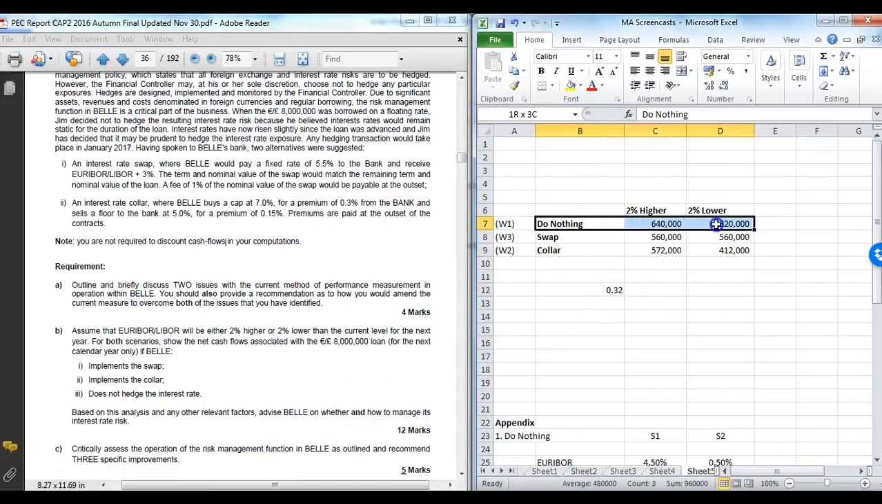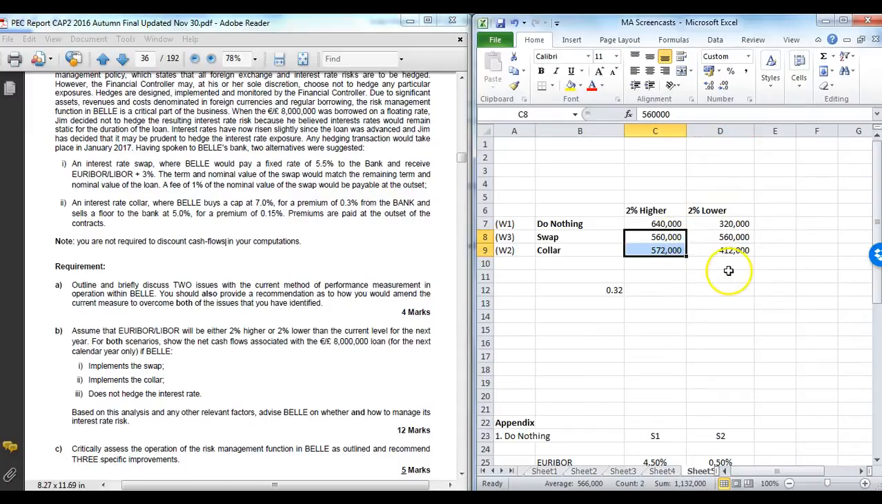The first one is obviously discounted, because we've already said they should not do nothing. So that one doesn't make sense. So now you're left with the swap, which gives you a guaranteed 560, or the collar, which gives you 572 or 412. In the broad scheme of things, it looks like the collar is probably the more effective one. Although it is slightly dearer here, it's very marginal.